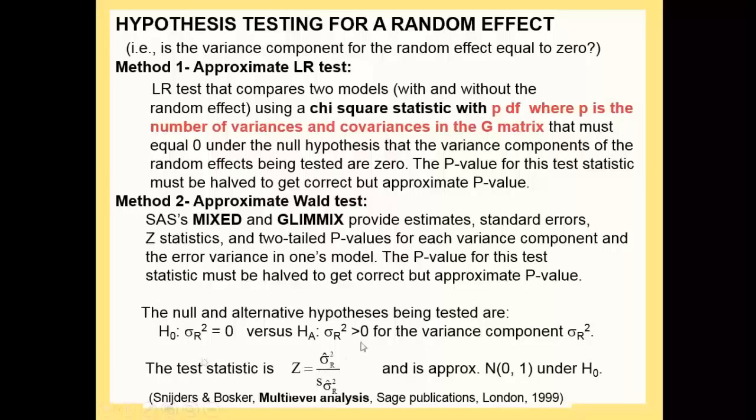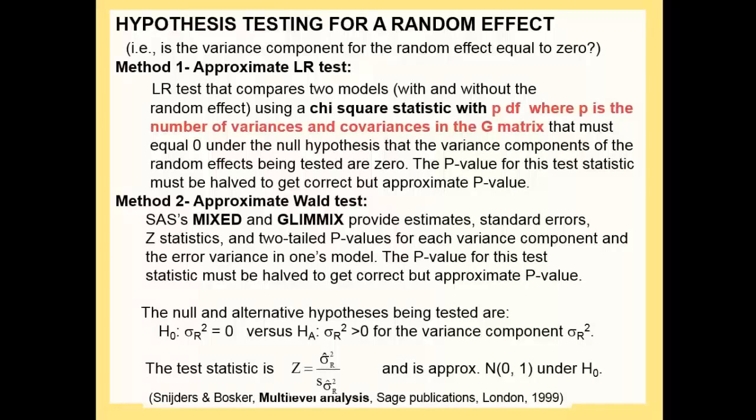But you notice I said greater than 0. Why didn't I say not equal to 0? Why did I say greater than 0? Can't have a negative variance. Very good. Can't have a negative variance. So you're testing whether the variance is equal to 0 or greater than 0. Why the variance?